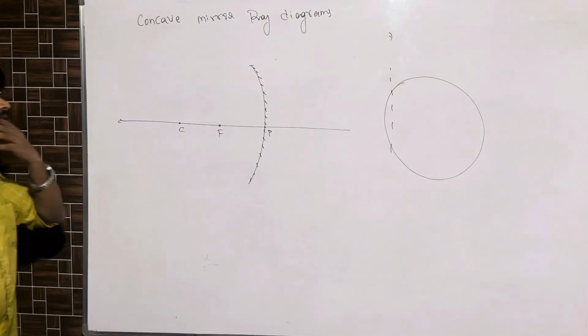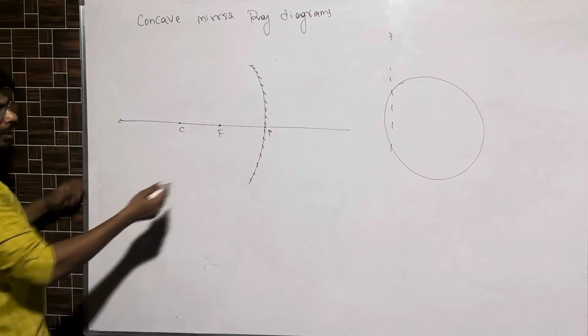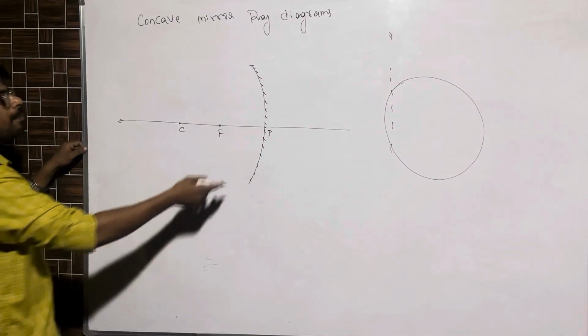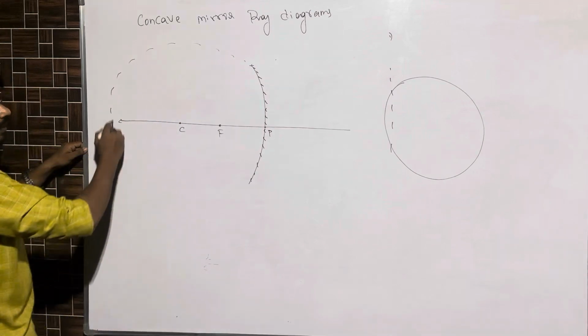Right. So this is the focus, this is the center of curvature. How do we remember this? Just try to complete the sphere.